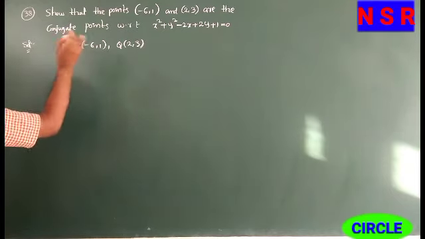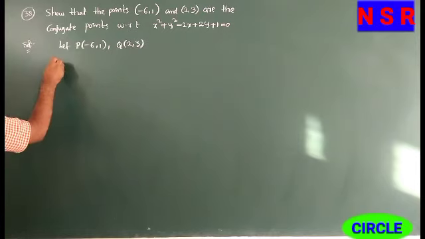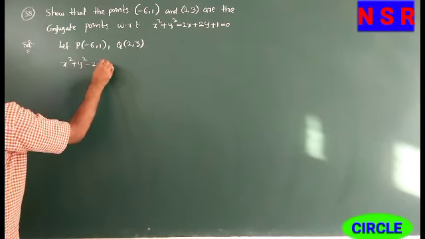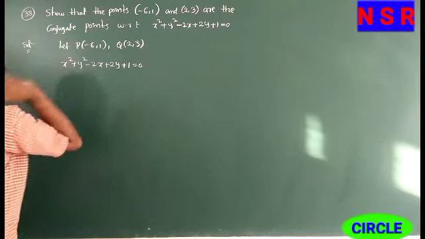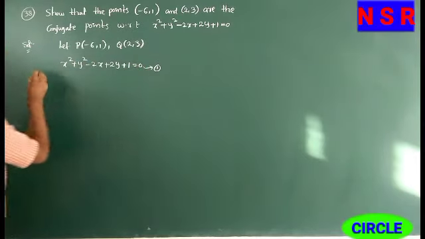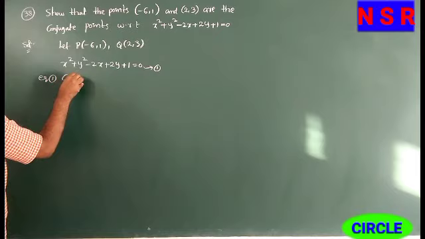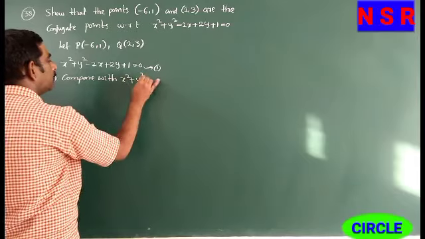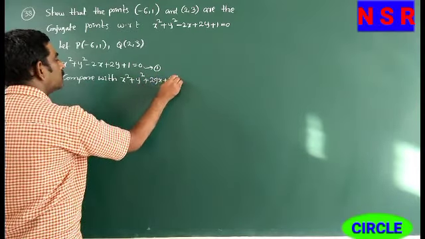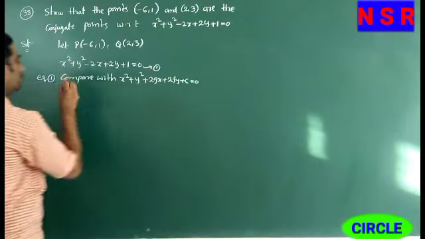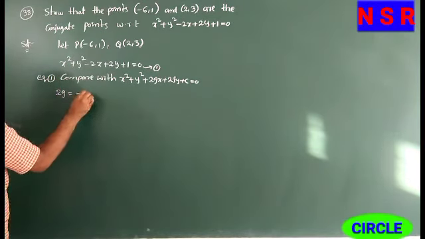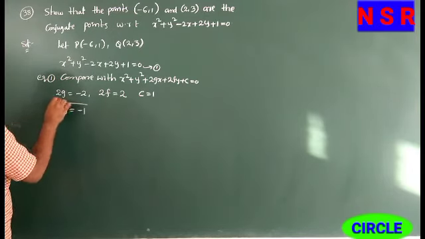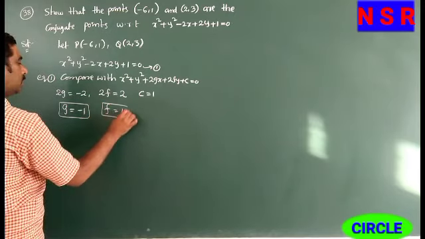So by using this point P, find the polar equation with respect to the given circle. Here the given circle is x square plus y square minus 2x minus 2y plus 1 equal to 0. Take it as equation number 1. Equation 1 compare with x square plus y square plus 2gx plus 2fy plus c equal to 0. Now 2g is equal to minus 2, 2f equal to 2, and c equal to 1. So g equals minus 2 by 2, that is minus 1, f equal to 1, and c equal to 1.